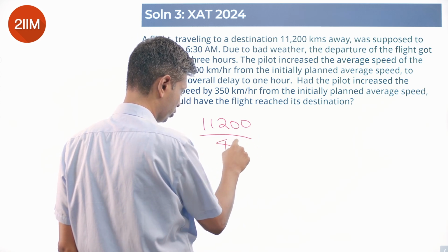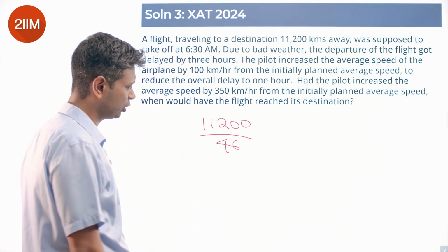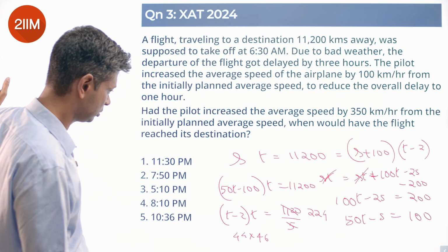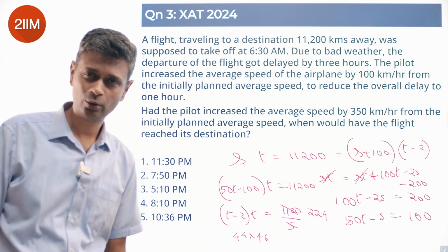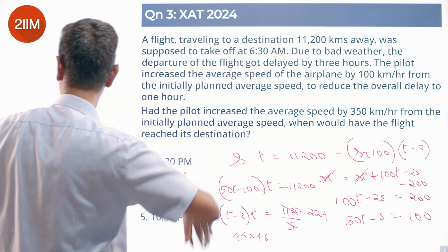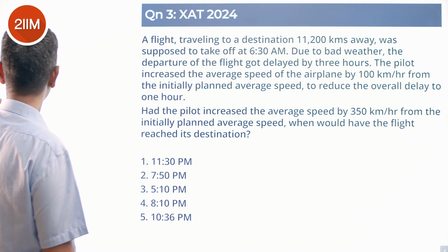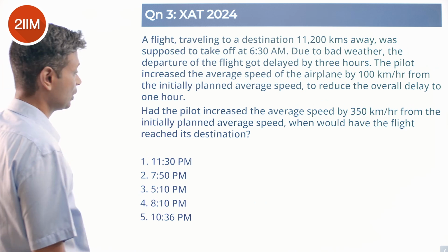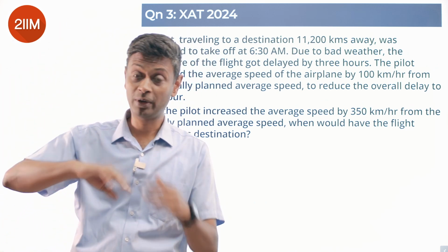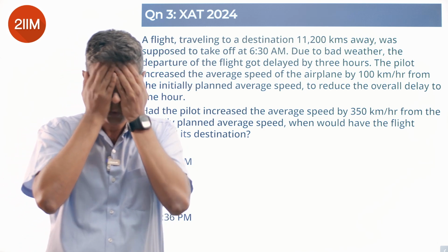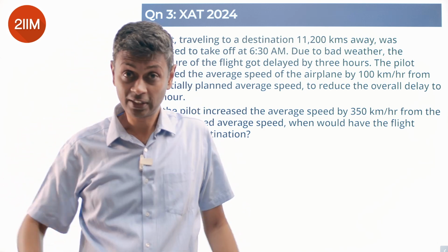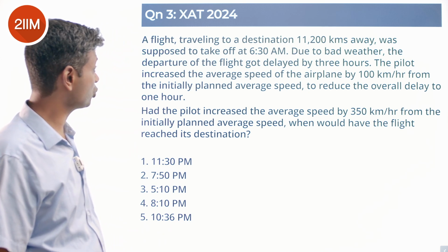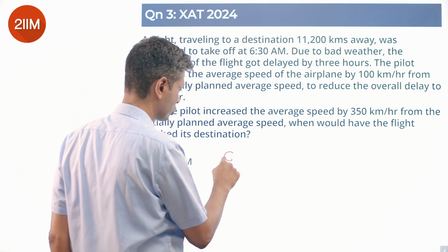11200 divided by 46. 46 into 40, 11200, let me do this. Oh, it's 224, 2024, it's 14 into 60. This question I'm doing all over again because I added a whole zero. I thought of it as 2024. I shouldn't be thinking of it as 2024. I'll redo this. And so, a flight traveling to a destination 11,200 kilometers away was supposed to take off at 6:30 a.m.